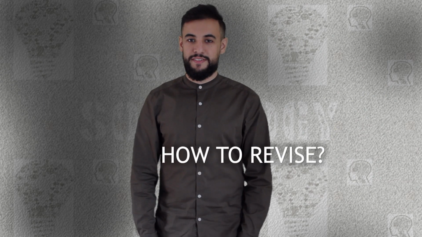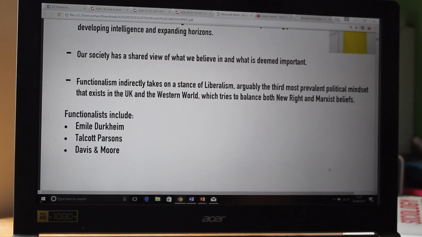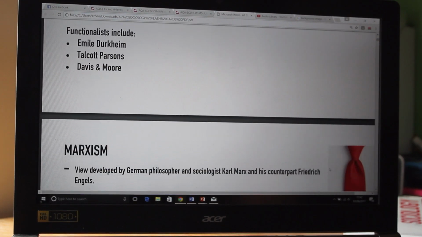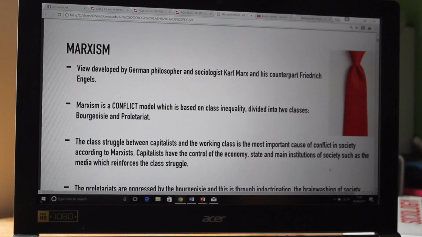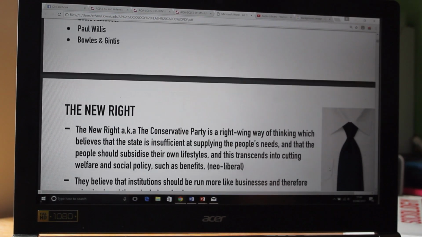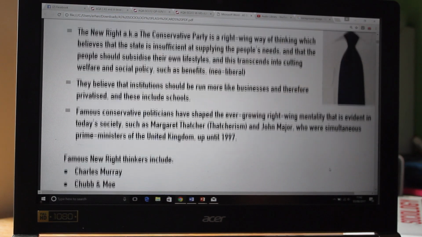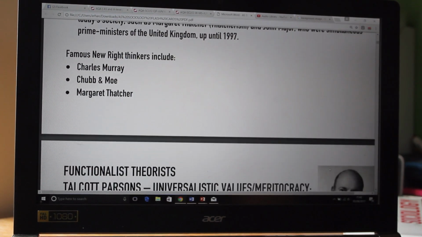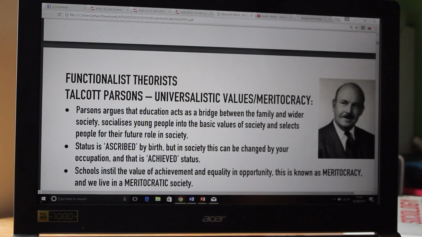How to revise. Now, when it comes to revising, create a range of notes on each topic and aim to have at least 3 theories per topic. For example, when it comes to the functionalist view on education, you should have at least 3 theories. So this will be Durkheim, Parsons and Davis and Moore. And you should sum up what they say very briefly, so it could be in a sentence or two.